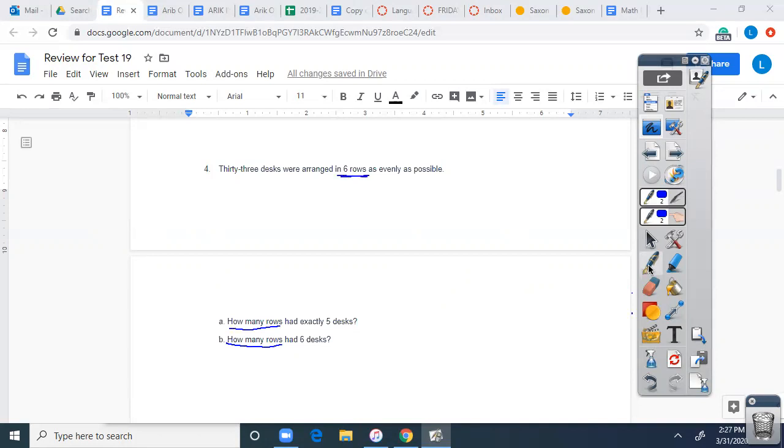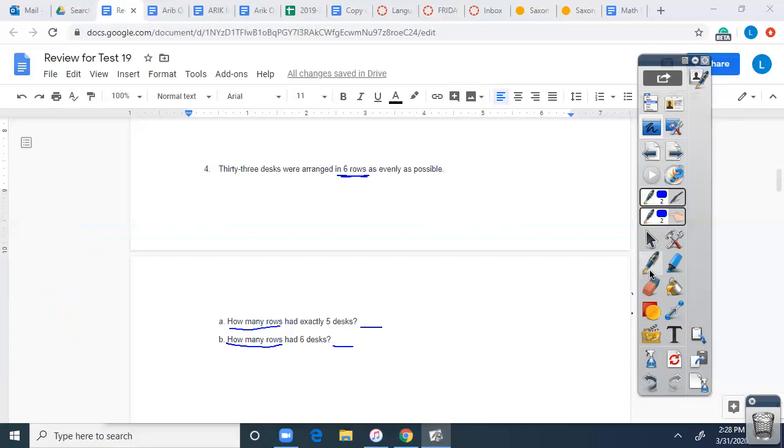You have 6 rows. Especially because it's multiple choice, be smart about it. Look at the answers. If one of the answers says 7 rows have this many people and 3 rows have this many people, you know that that's way too many rows because you only have 6 rows, right? So whatever your answer is for A plus your answer to B should add up to equal 6. Now let me show you how to actually solve the problem.